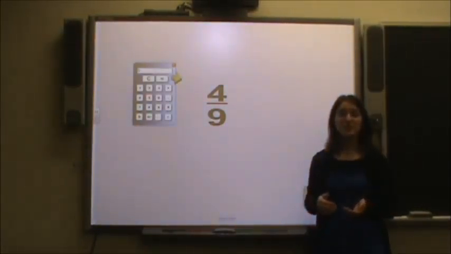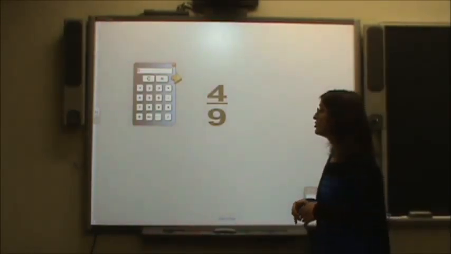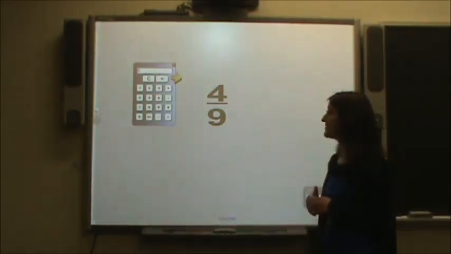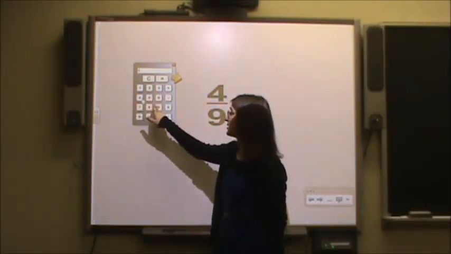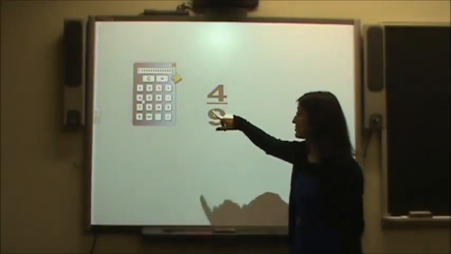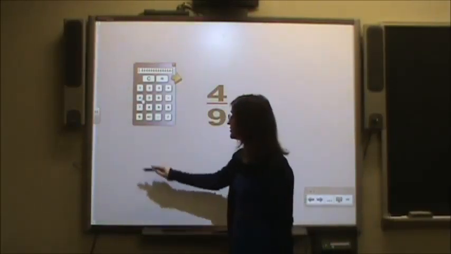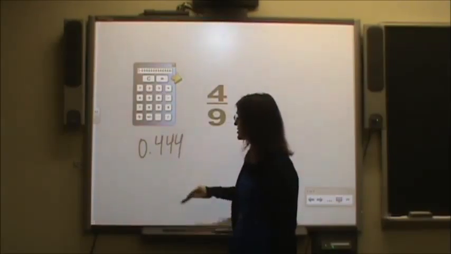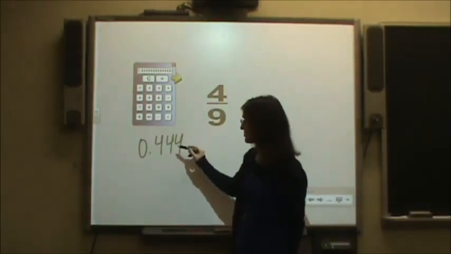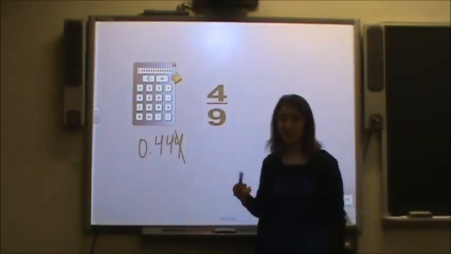But what we can do is divide the numerator and the denominator. So we can say 4 divided by 9, and that's going to give us a decimal. So this decimal is 0.444, we'll just say. I'm not going to round up, so I'm actually going to get rid of that 4 because it's not large enough to round up.